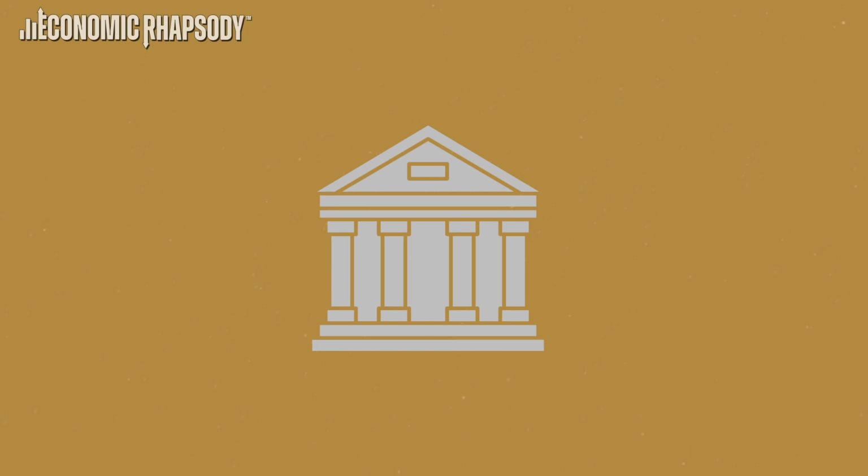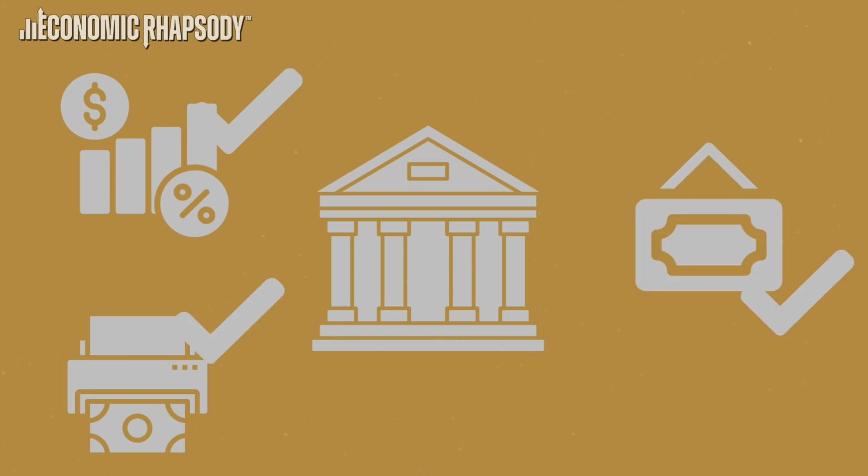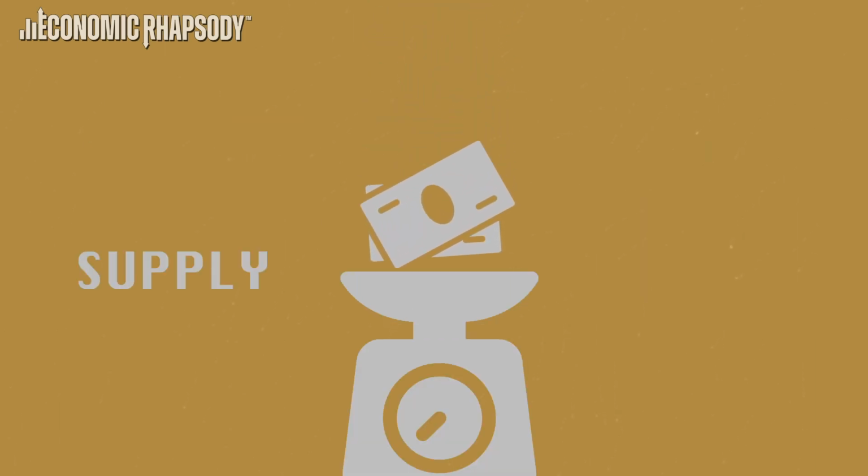Today, central banks monitor key economic indicators and can adjust interest rates, print money, or use open market operations to influence the money supply. Unlike the gold standard, the value of money is determined by market forces such as supply and demand, and the actions of central banks and other economic factors.